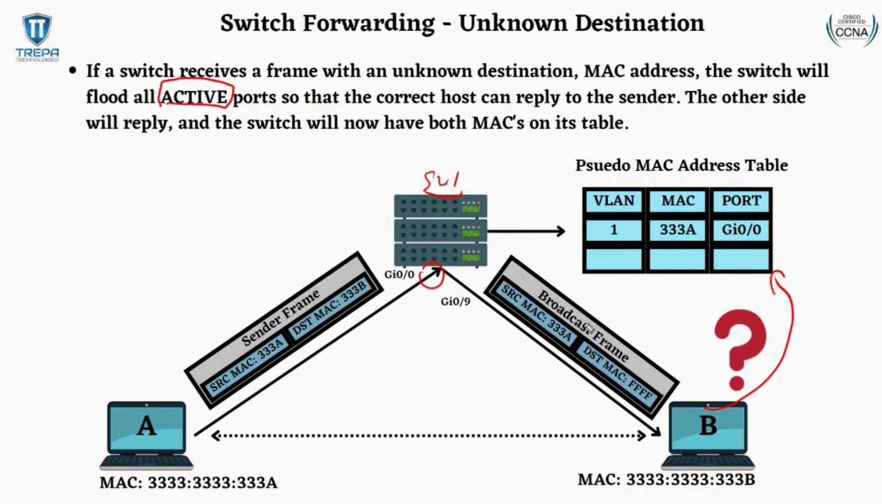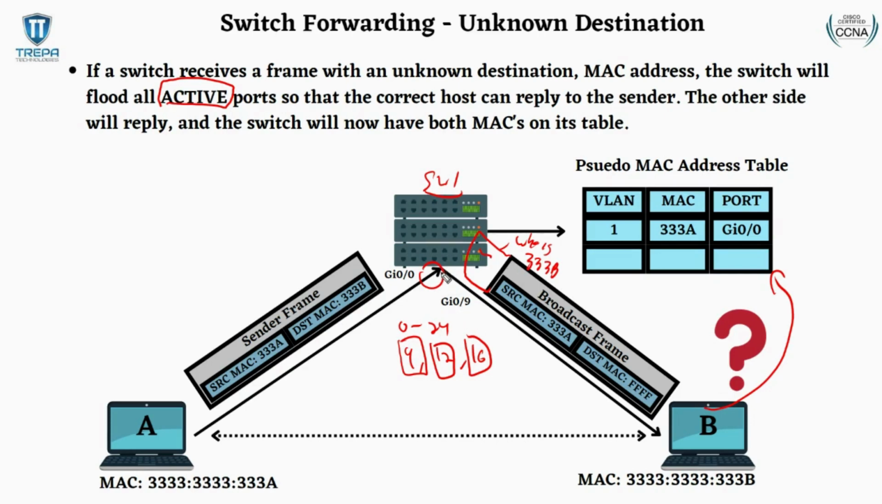So what it does is it's going to send this broadcast frame out all active ports, right? So if we have ports 0 through 24 and only ports 9, 12, and 16 have computers connected, these are the only ports that are going to receive that broadcast frame. And that broadcast frame, once it reaches the destination, in that payload behind this Ethernet frame is literally going to have a message that says, who is 333B? And then this computer is going to see that payload message and say, oh, hey, I'm 333B. So I need to respond to this broadcast frame.